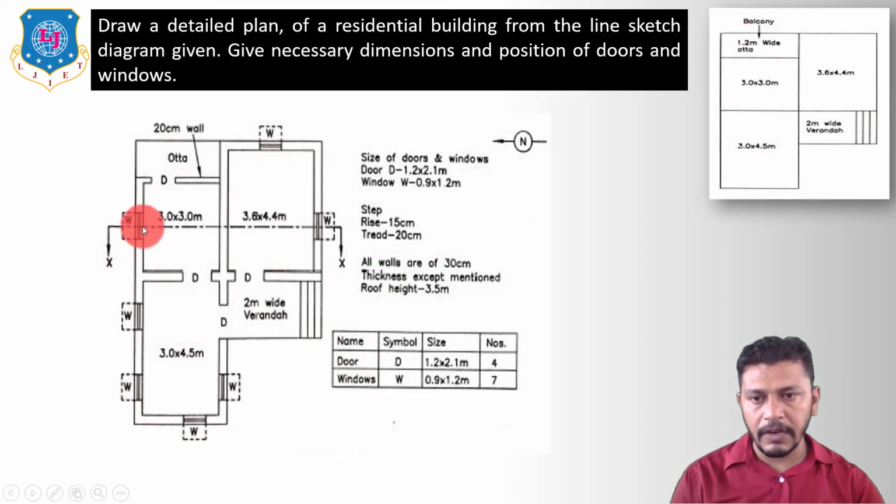So here we have taken all the walls of 30 centimeter thickness. Only this wall is shown with 20 centimeter thickness. So this is how we can draw the plan of a simple residential building from the line sketch.